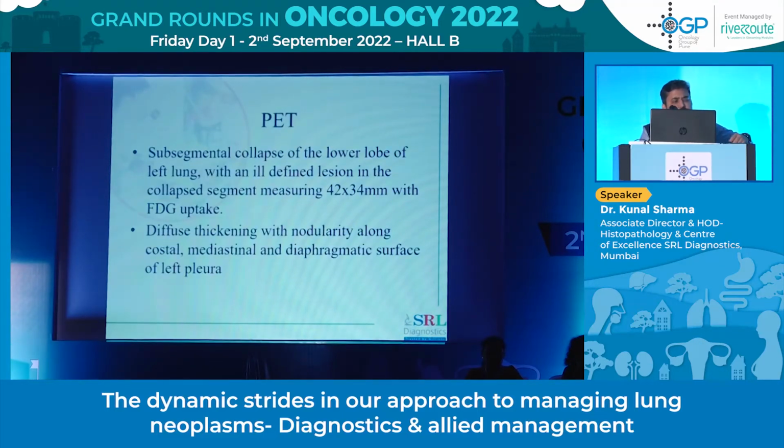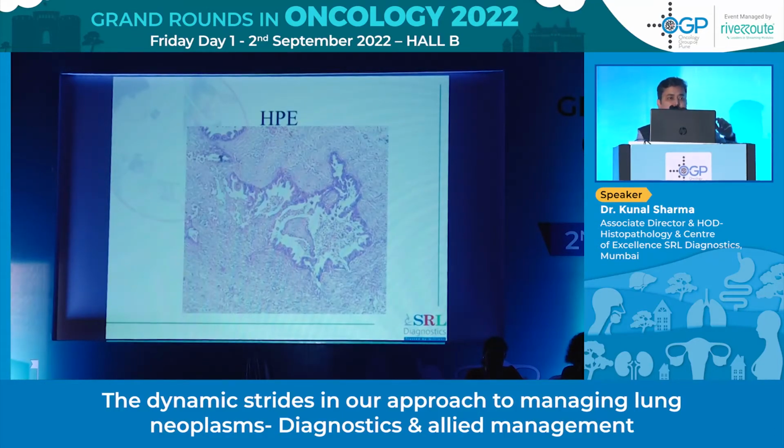So when I asked for the PET findings, it correlated with what was told. There is a mass, about 42 into 34 mm, which is FDG avid, and there is diffuse thickening with nodularity along costal, mediastinal, and diaphragmatic surface. What we saw on histopathology was this. Now, I wouldn't blame anybody who would say that this looks like metastatic colorectal adenocarcinoma. A lot of mucin, a lot of dirty necrosis.